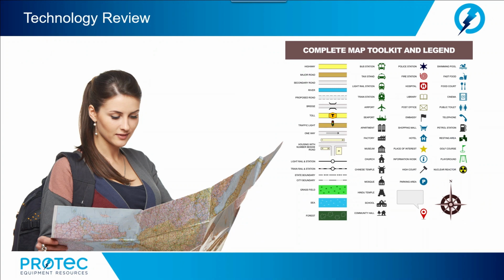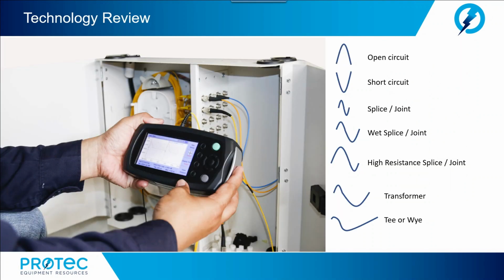Now, reading a time domain reflectometer signature is like reading a map. But before we read a map, we need to learn what the symbols represent. Before reading a time domain reflectometer trace, we must also learn what the reflective patterns represent. And here we show a small sampling.